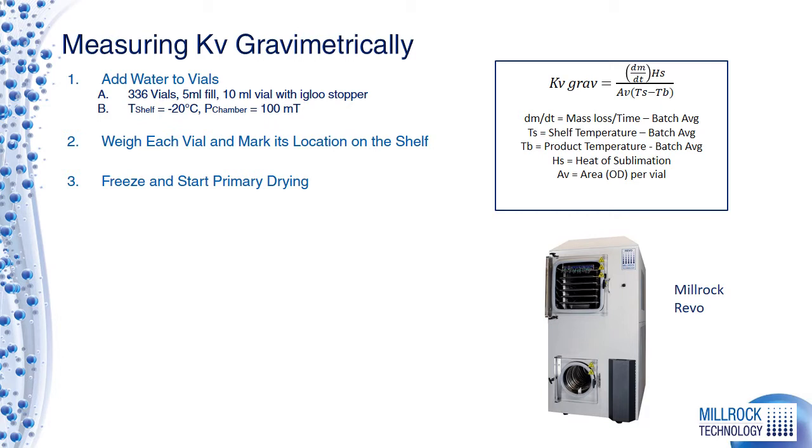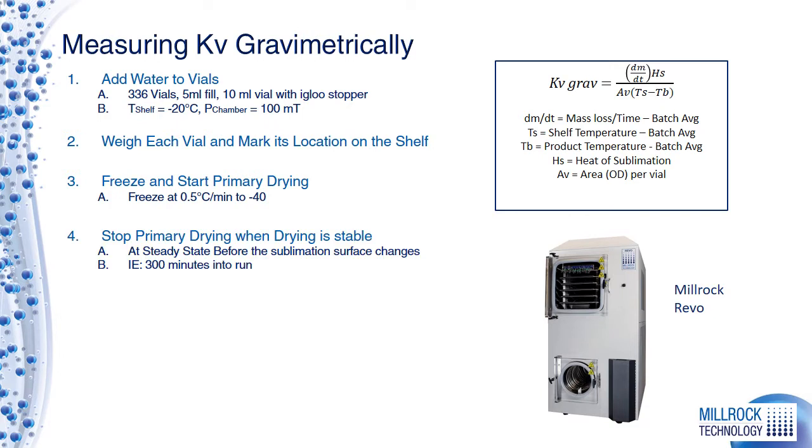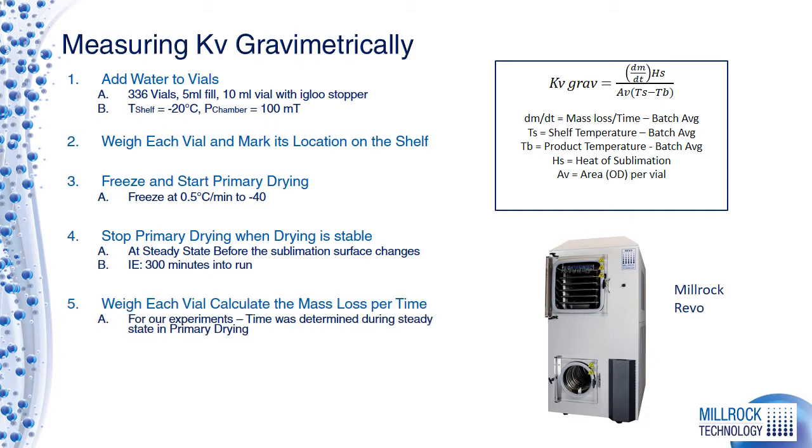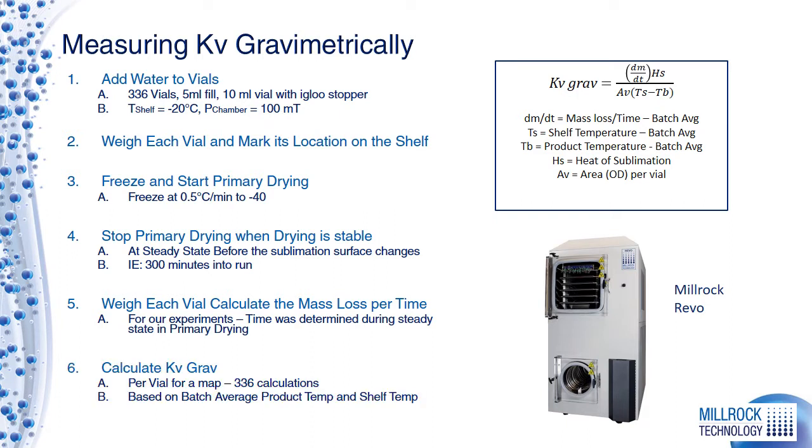Then we'll freeze the product at half a degree C per minute to minus 40, and we'll start our primary drying cycle. We'll stop the primary drying cycle at a point at which we have a steady state, but it's far enough into the run that we have significant data to make our measurement. In this case, around 300 minutes into the run. We'll again weigh each vial, calculate the mass loss per time, and use that information to determine Kv. There'll be 336 calculations. For each vial, we'll use a batch average product temperature, and we're going to use the shelf temperature for the calculation.